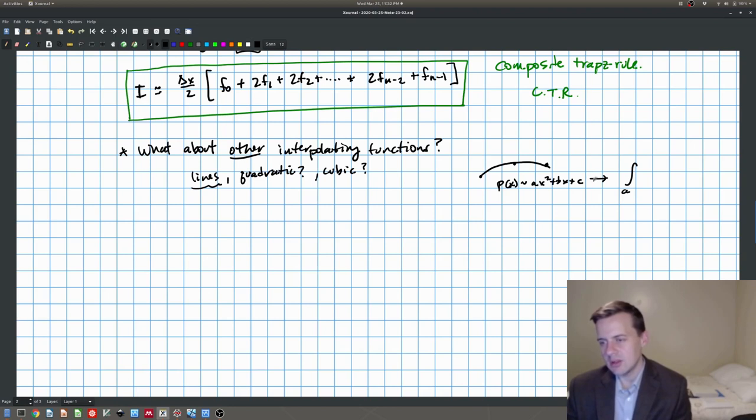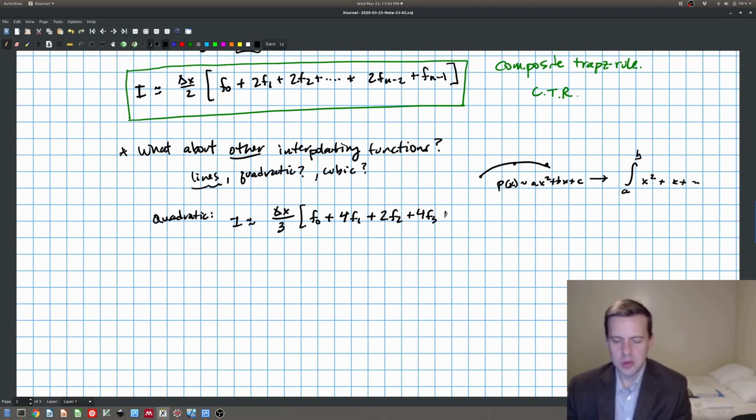Now I put that into my integral from a to b. Well, a to b is the wrong thing to use because I just used it there, but you get the idea. I have my x squared terms, my x term, and my other term in here, and I integrate those in a piecewise manner and add them up. So for quadratic, I get the following formula: I is approximately delta x divided by 3 times f0 plus 4f1 plus 2f2 plus 4f3 plus 2f4 plus dot dot dot plus 4f(n-2) plus f(n-1).